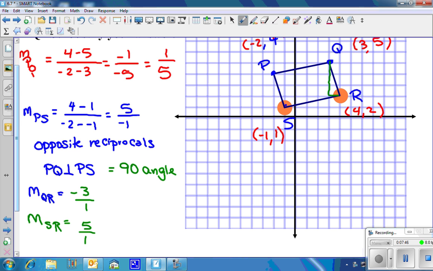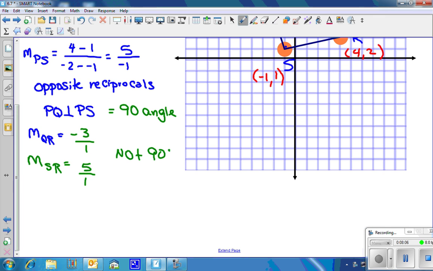Okay, are these opposite reciprocals of each other? No, right? Not opposite reciprocals of each other. So not 90-degree angles. So can it be a rectangle? No. Okay, beware.